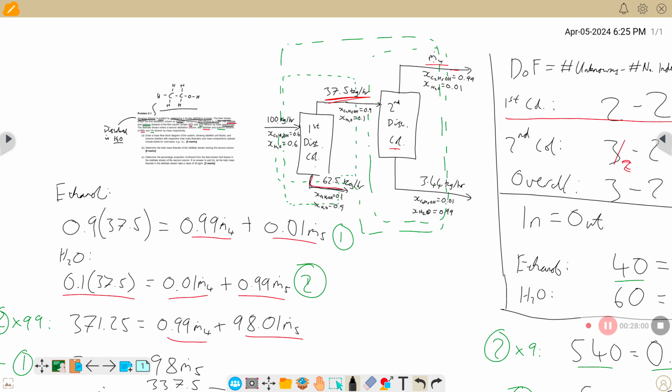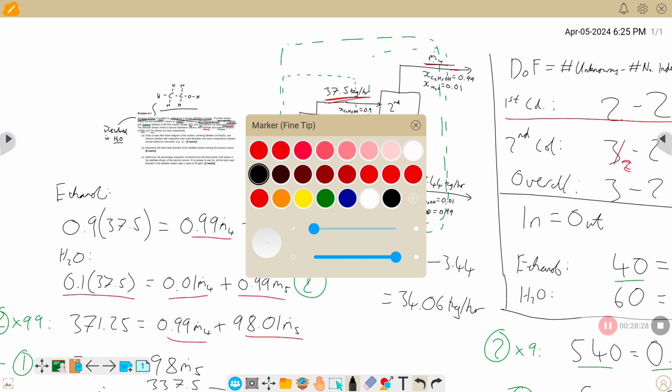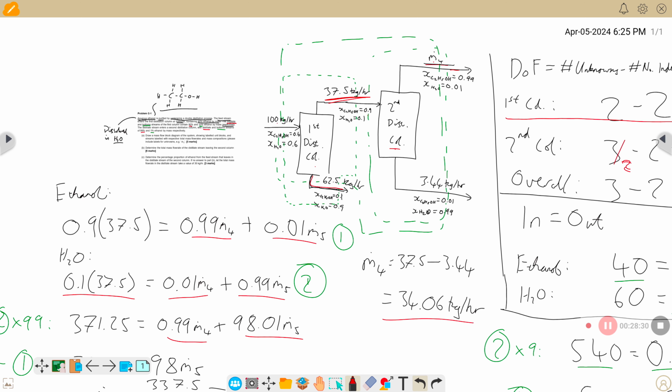So we can use the same logic that we did earlier. We can say that M4, which is what we're looking for, is equal to 37.5 feed stream minus 3.44, which is equal to 34.06. And that is our answer, okay? And that's what gives full marks.